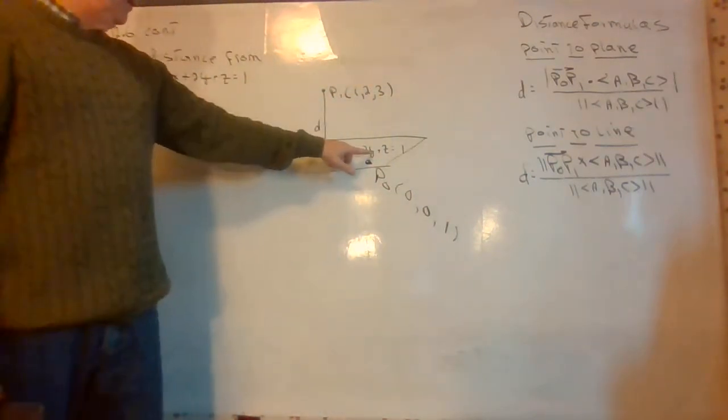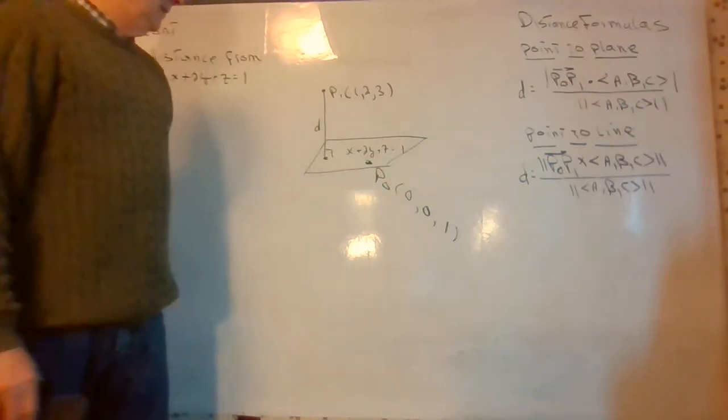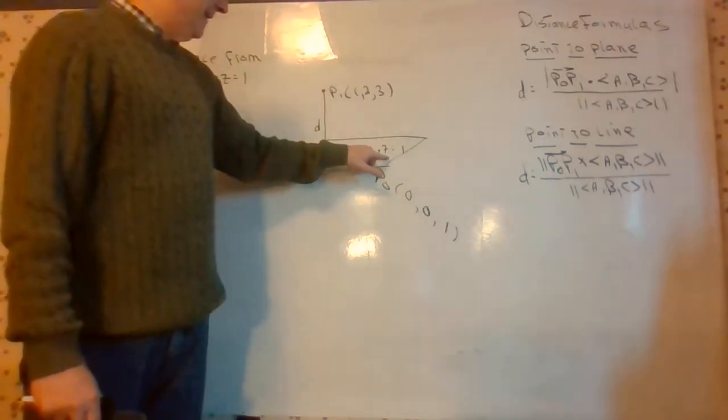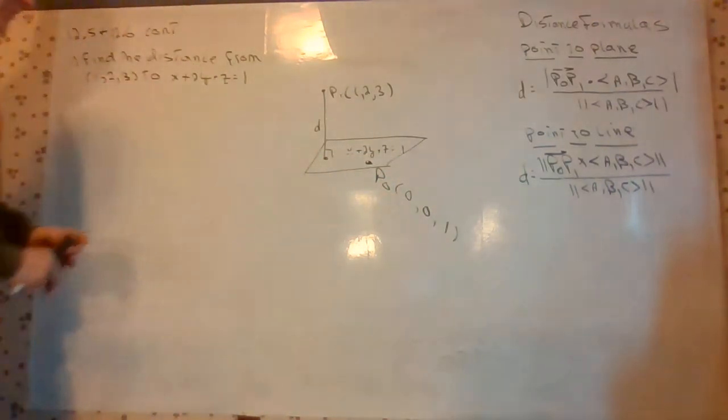Simply because 0 plus 2 times 0 plus 1 equals 1. I could have used 1, 0, 0. I could have used 5, 0, negative 4. 5 and negative 4 is 1. It could be any point.